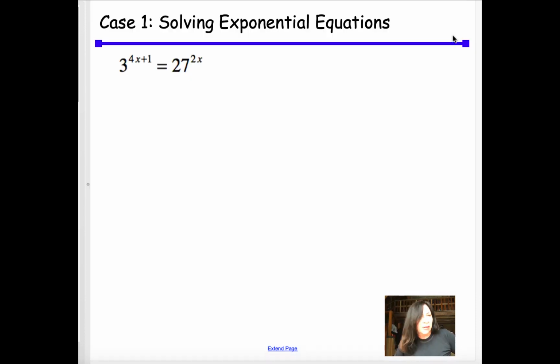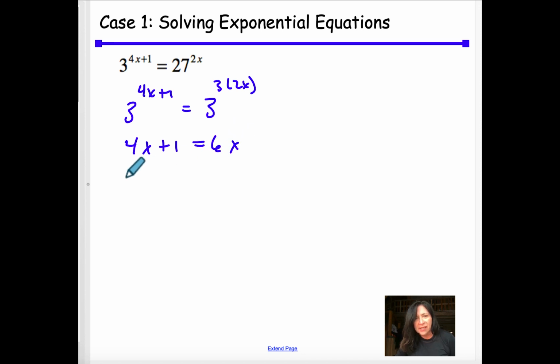Case 1 is solving exponential equations. And for this problem here, we want to try to get the bases the same. So I'm going to make 3 the base. So 3 to the 4x plus 1 is equal to 3 to the third power to the 2x. Bases are the same, so I can set my exponents equal to each other. So I have 4x plus 1 equals 6x. Bring the 4x over. I get 2x equals 1. And then x is equal to 1 over 2.